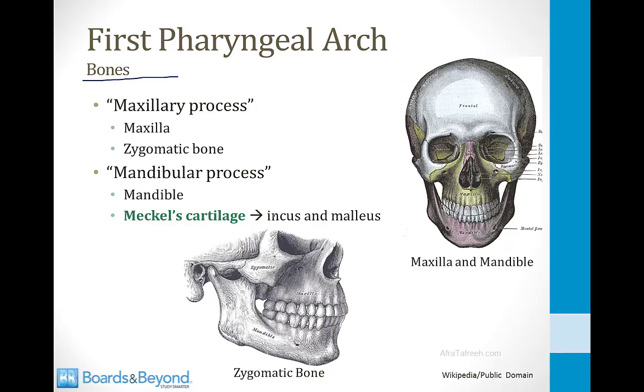So the pharyngeal arches go from just below the eyes down into the chest above the heart. So the first one, being very close to the eyes, naturally develops into bones of the face and jaw. The first arch has two processes. One's called the maxillary process. This develops into the maxilla and the zygomatic bone.